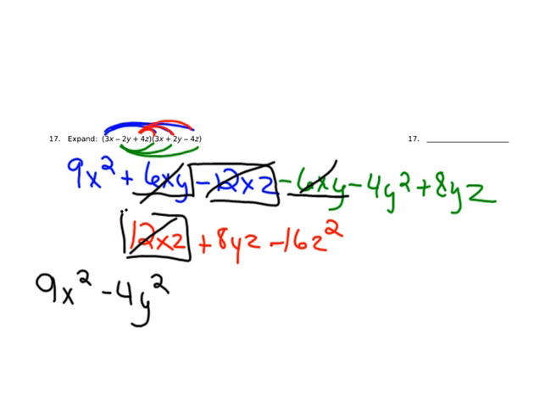I have positive 8yz and a positive, hold on, I messed up. This is in my green. Negative 2 times negative 4 is negative 8. And in the red, negative 2y. Oh, sorry. Negative 2 times negative 4 is positive. Okay, so putting those together, 16yz and then minus 16z squared. All right, there it is.